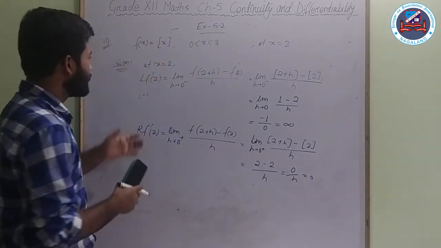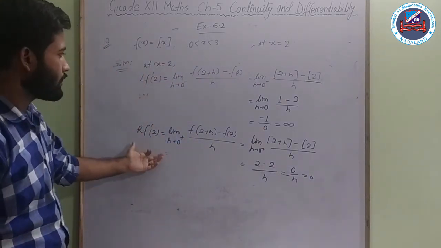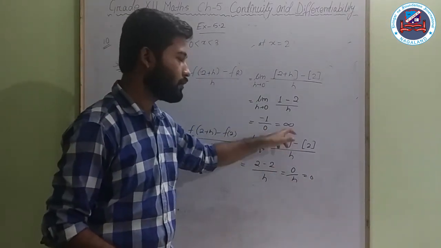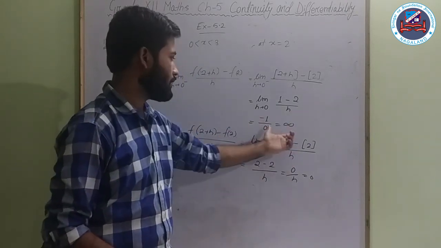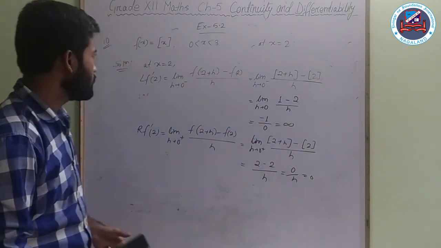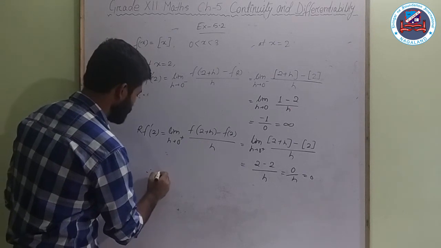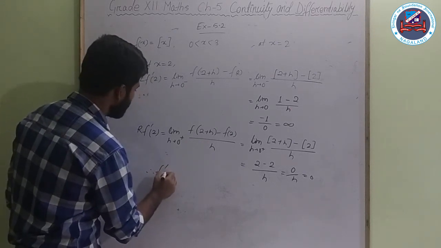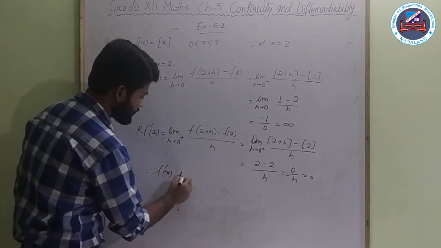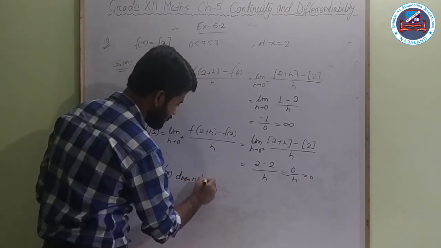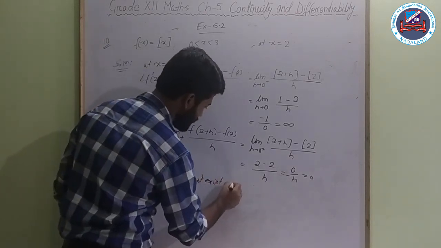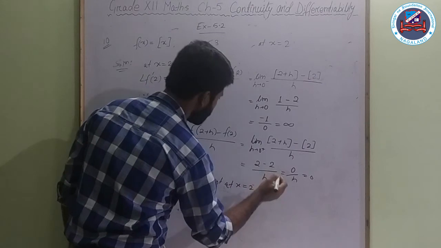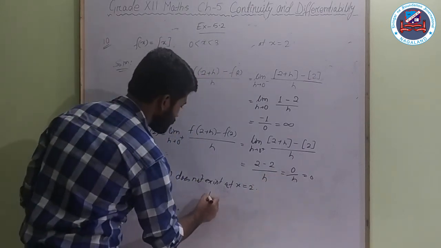So clearly the left hand derivative and the right hand derivative do not match, isn't it? They are not equal, and also in this case it is infinite or undefined. So therefore f dash x does not exist at x is equal to 2. So try for x is equal to 1.